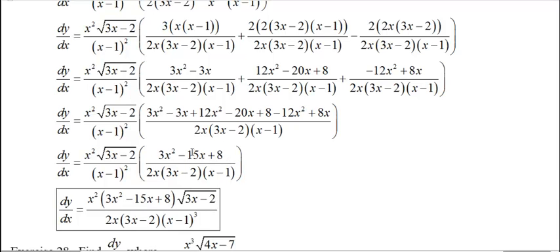And then we might see if we can put all this together as one single fraction. So we have the 3x squared minus 15x plus 8, we have the square root of 3x minus 2, and on the bottom we have 2x times 3x minus 2 times x minus 1, actually to the third power, because we actually have 3 of those together now, multiplied together. Alright, so that's a long problem. That was a hard one.